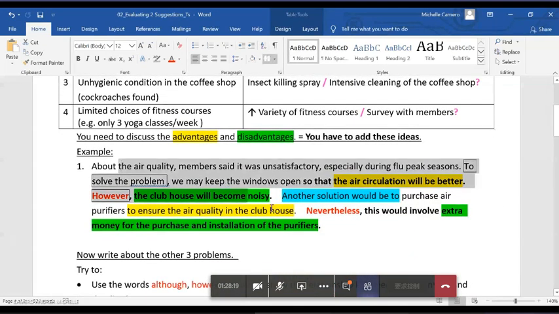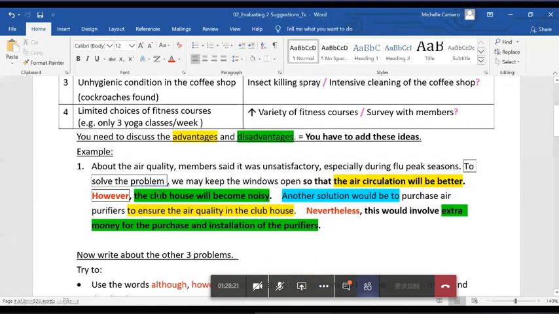This is what it would look like. It says, about the air quality, members said it was unsatisfactory, especially during flu peak season. That's the problem, more information. To solve the problem, we may keep the windows open, that's solution one, so that the air circulation will be better. That's the advantage. However, the clubhouse will become noisy. That's the disadvantage of solution one.